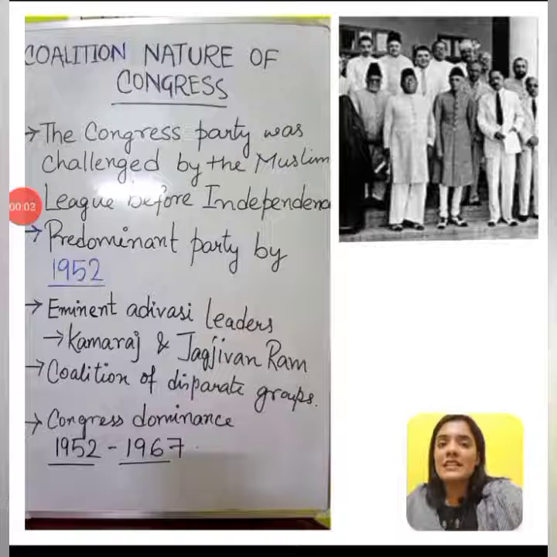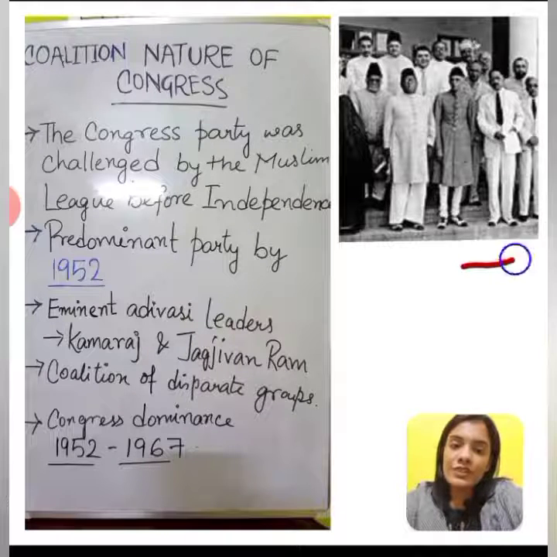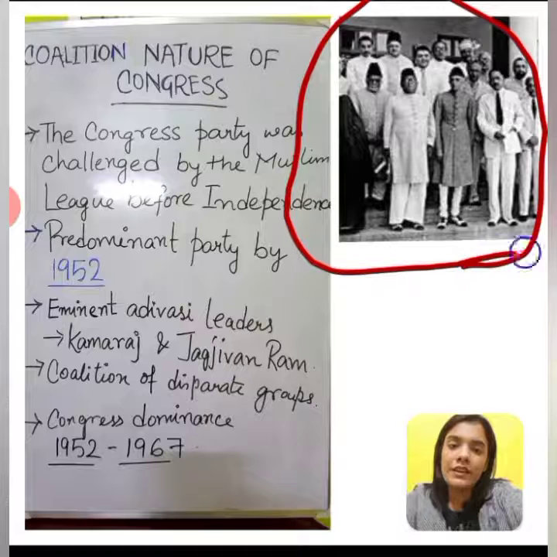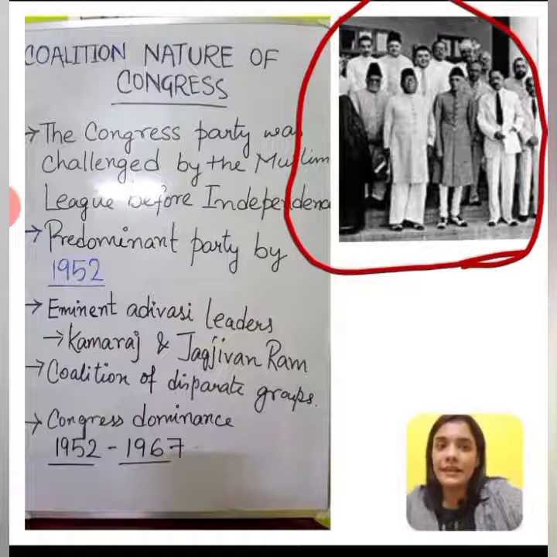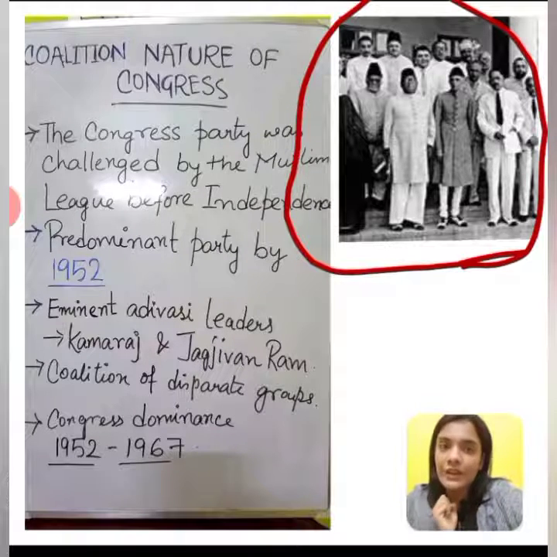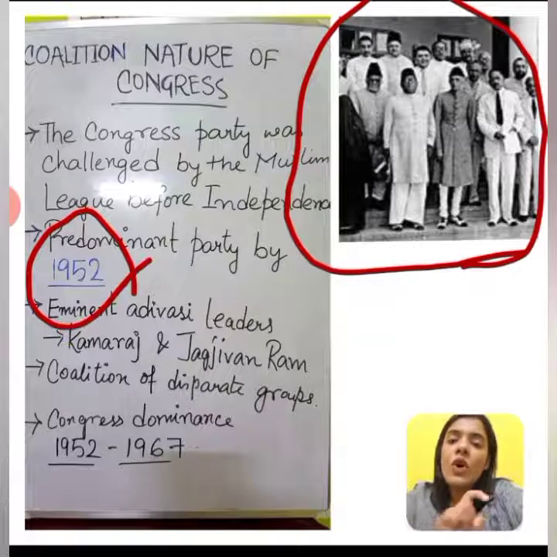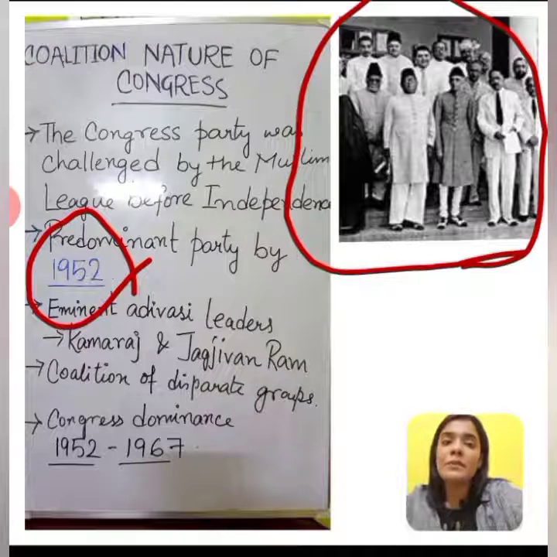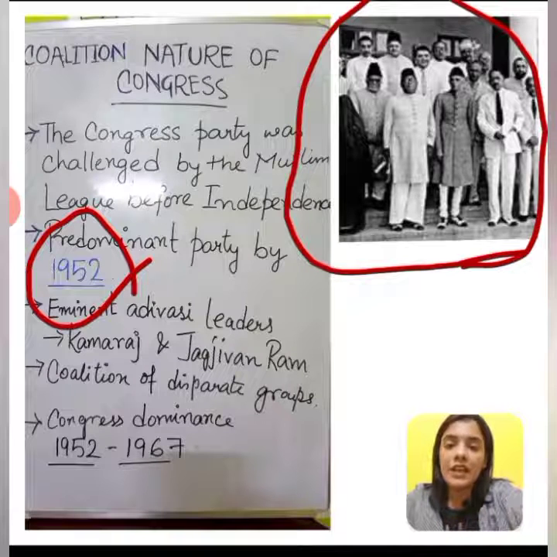The Congress party was challenged by the Muslim League before independence. See children, here is the picture of the Muslim League. But after independence the Muslim League went to Pakistan, while only a minor base was left in Kerala. Therefore, by the year 1952, Congress predominantly became the sole, or you can say the single authority party in India. It was the single predominant party in India by the year 1952.